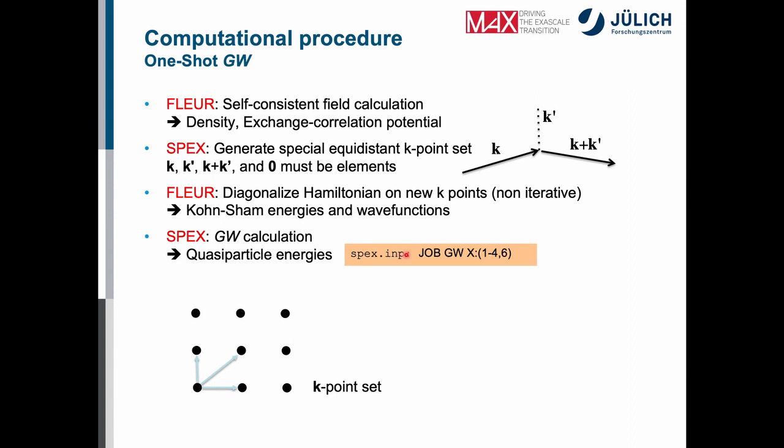The job definition, shown here, requests the calculation of quasiparticle energies for the first, second, third, fourth, and sixth state at the X point. The last three steps can be combined into a single SPEX run, if we simply specify the keyword ITERATE in the SPEX input file. This is, of course, more convenient, and we will use this feature in the hands-on session, but it is also less general. For example, hybrid functionals or the QSGW method require the other procedure.